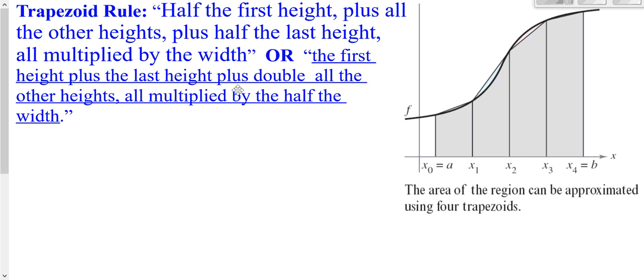Now the reason you're doubling some of these heights, you just have your first height here, but this next height is used in 2 trapezoids. So that's why we end up having to double it. This one's used in 2 trapezoids for your height, the one on the left and the one on the right. But your last height is only used in 1, so we're not having to double it.